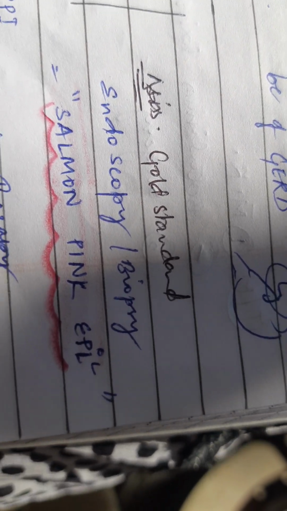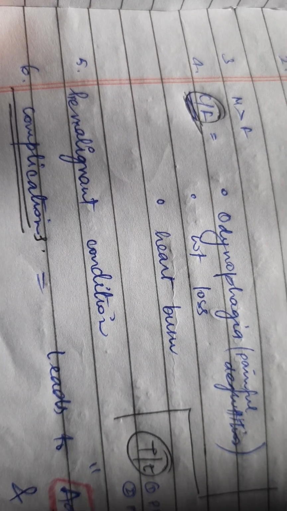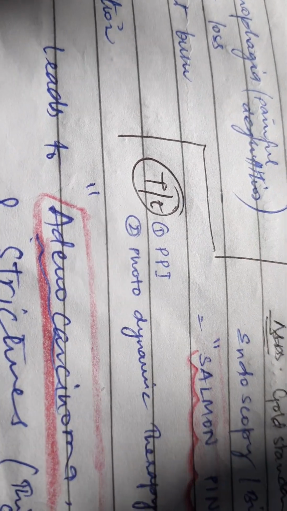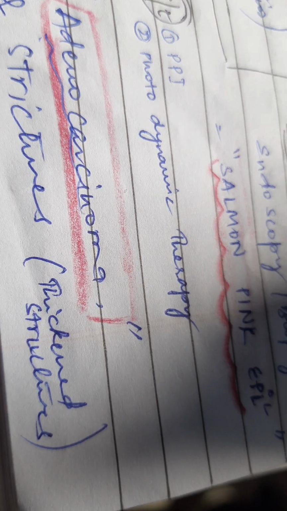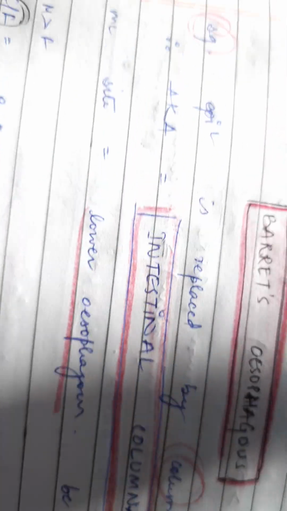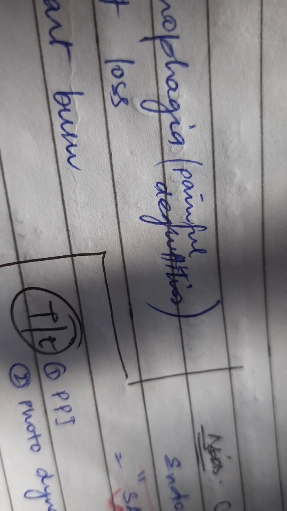Here salmon pink epithelium is present. It is a pre-malignant condition. Complications are very important in Barrett's esophagus: adenocarcinoma and strictures. Treatment is PPI or photodynamic therapy. In photodynamic therapy, we give something chemically, and then we can see the part which is metaplastic, and then we remove it.